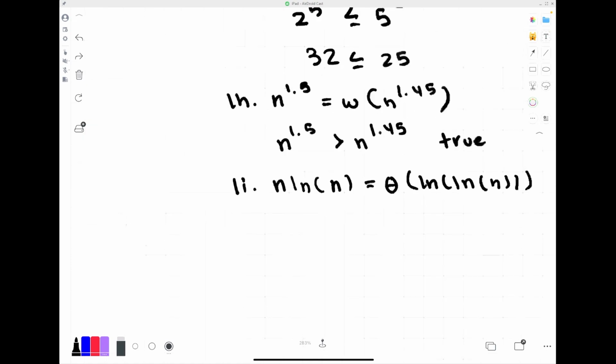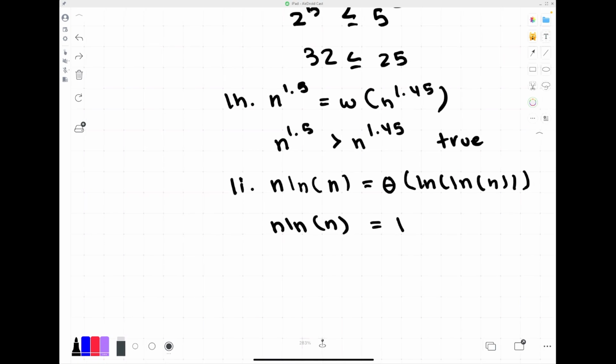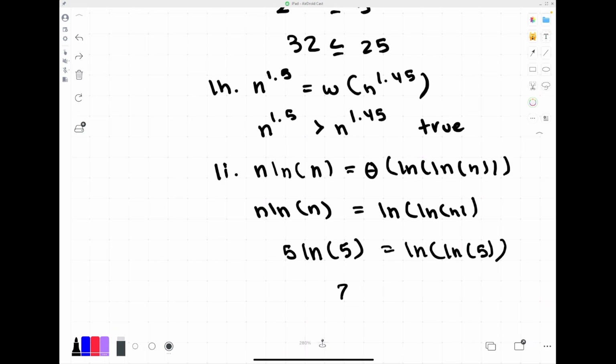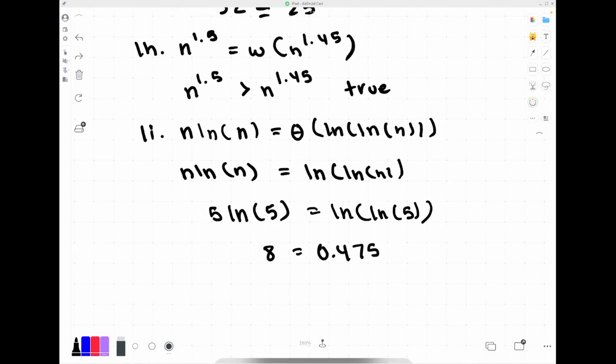Okay. So n ln of n, theta is just equal to ln of n. And we can plug numbers in. We could do 5 ln of 5, which is approximately 8. And then ln of 5 is approximately equal to 0.475. So this is false.